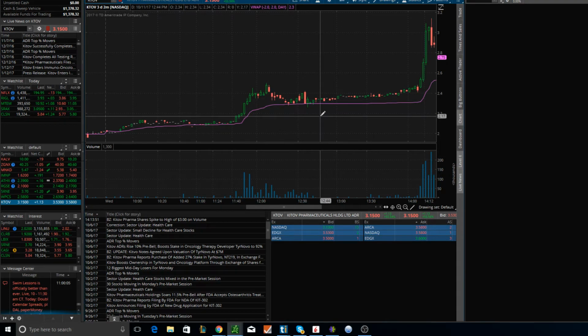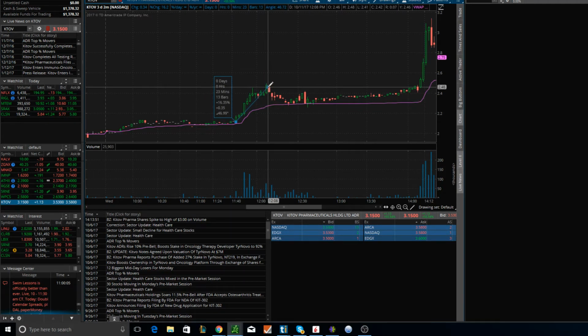So: above VWAP, run up, pull back, creating a higher low, approaching the high. And the stock has to be up high, like 15 to 20% through the day already, because that will get attention from a lot of people, not just me. If it's above 15% for the day, it's going to be on a lot of people's radar.